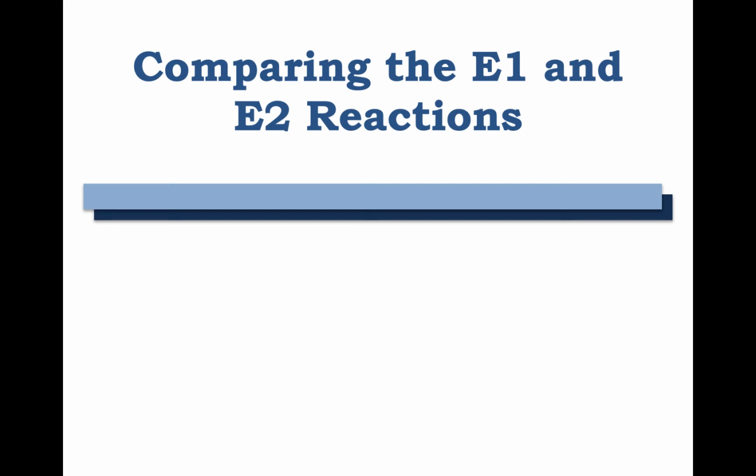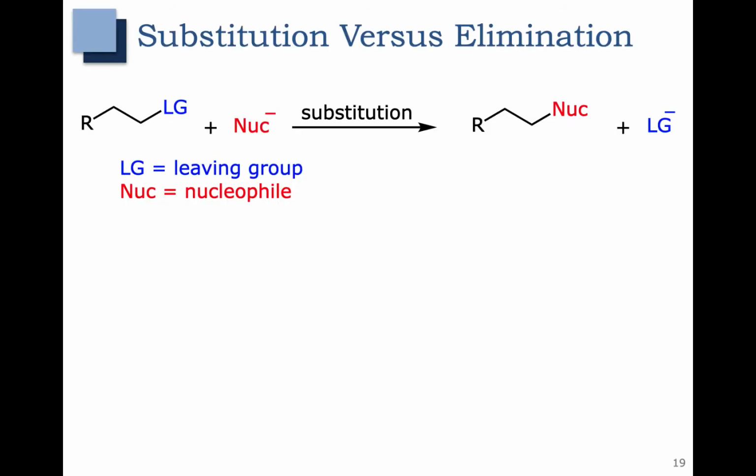In this video, we're going to compare and contrast the E1 and E2 reactions. First, let's quickly look at the differences between substitution and elimination. In a substitution reaction, as shown on the top here, a nucleophile replaces the leaving group. So in the product, you can see that the nucleophile has taken the place of the leaving group, and the leaving group has fallen off.